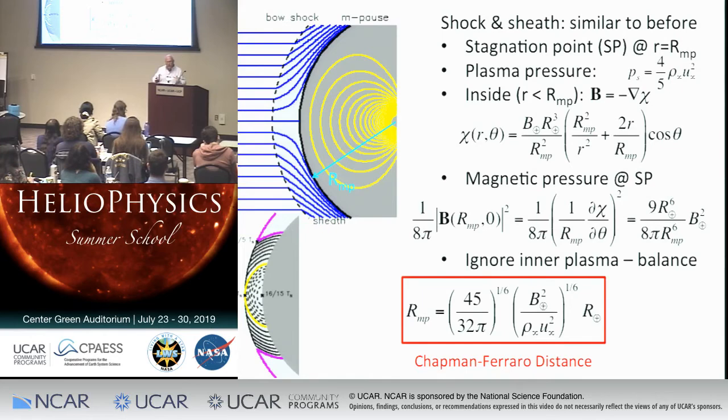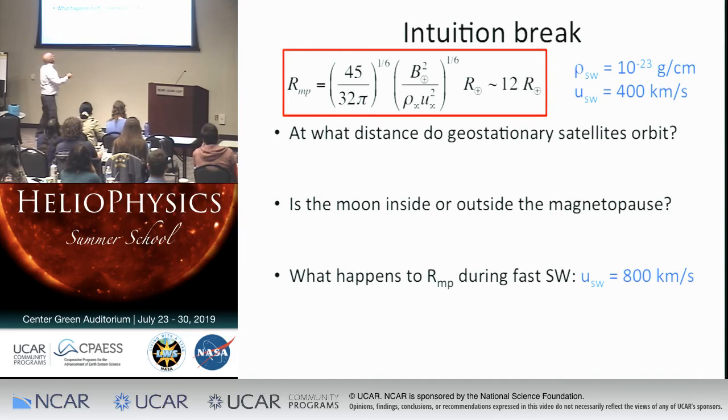So, when we put in, for instance, my 400 kilometer per second wind and a solar wind density, that one I just had to look up, and then I don't know if anyone could do 45 over 32 pi to the 1/6 power in their head, but I did all of that, and you get 12 Earth radii. That's the distance the magnetopause wants to be under these conditions. 12 Earth radii. I know a lot of you do a lot of space physics in various ways, so let's compare this to other distances we might know. For instance, geostationary satellites. What?